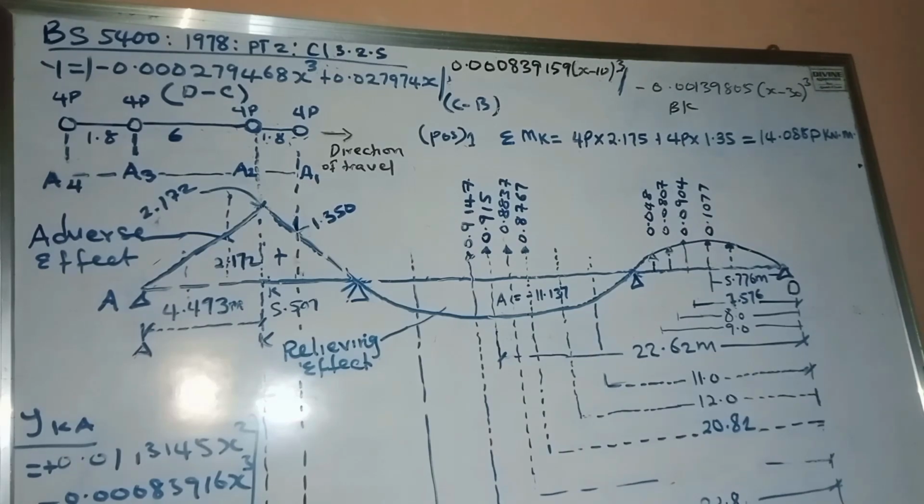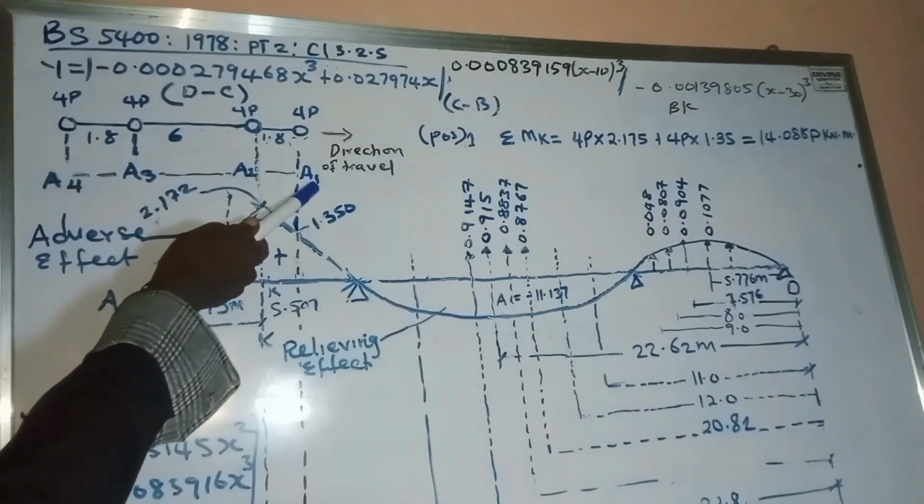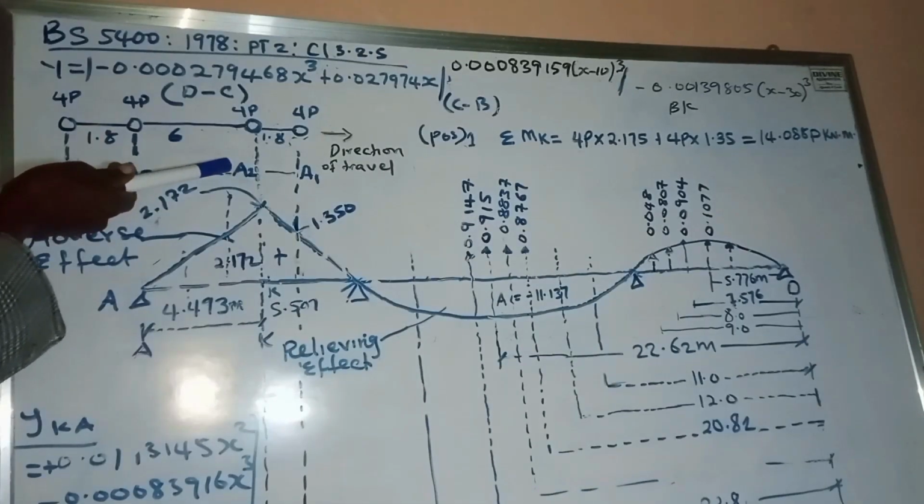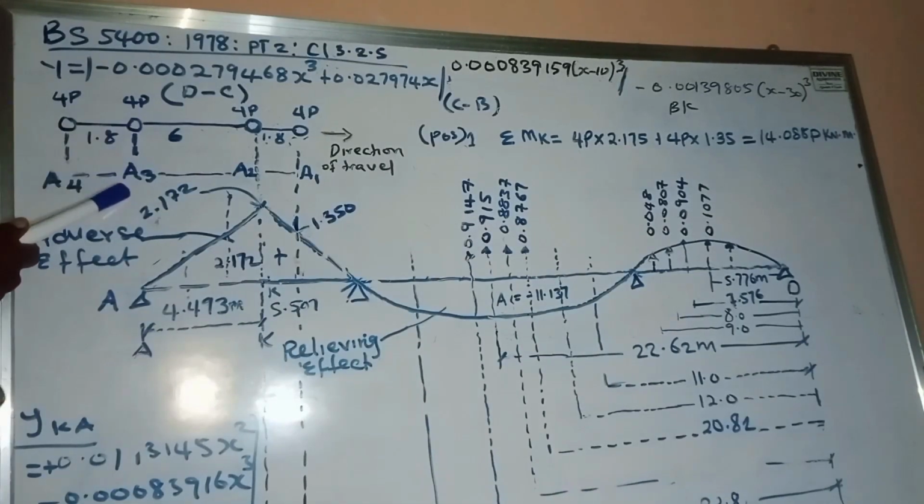All right, remember that our HB vehicle has various configurations. Let's call this one A1, this one A2, this one A3, and the last one A4. Now, what we intend to do is to drive the vehicle from our left-hand side down to our right-hand side, and let's see where along the continuous beam we are going to have the maximum sagging moment at point K. Remember, our point of interest is to obtain the maximum sagging moment at point K.